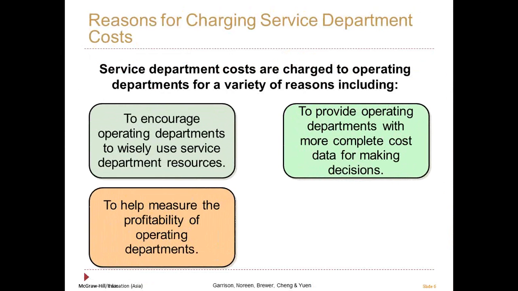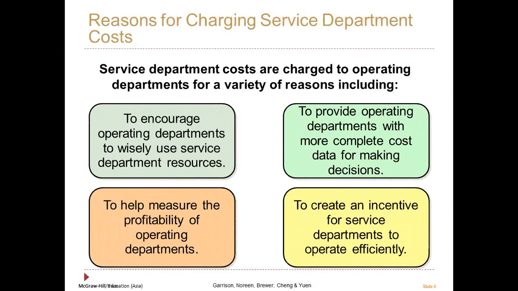Service department costs are charged to operating departments for a variety of reasons, including, first of all, to encourage operating departments to wisely use service department resources. Then to provide operating departments with more complete cost data for making decisions. Third, to help measure the profitability of operating departments. And fourth, to create an incentive for service departments to operate efficiently.